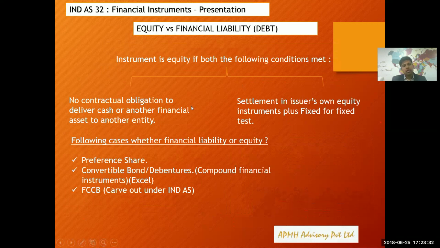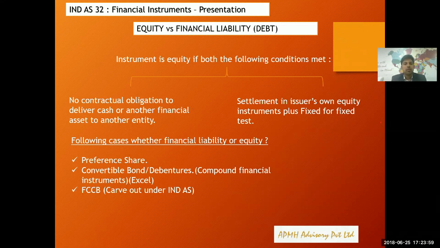Also, IND AS till now did not speak about the bifurcation of some convertible instruments, some compound instruments, which include some sort of equity portion and some sort of liability portion. But here IND AS 32 gives that bifurcation in case of some of the instruments. So we have taken some examples on the screen.